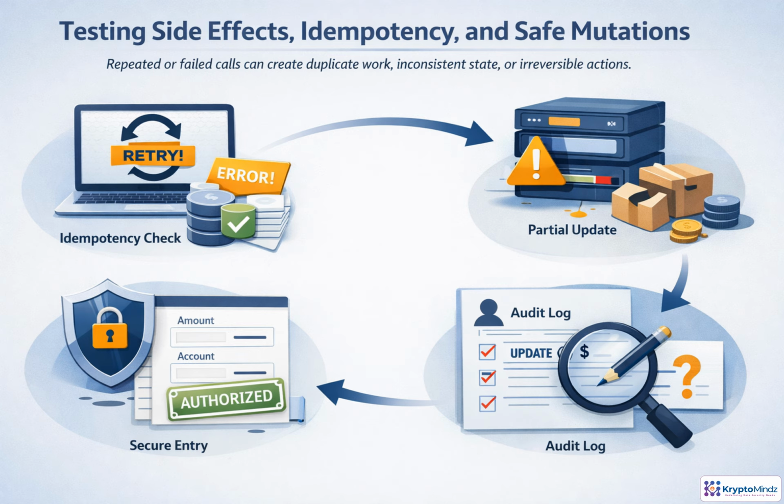Also verify that invalid arguments and unauthorized callers are rejected before any side effect occurs. Finally, check that the audit trail records the actor, the change, and the reason, so recovery is explainable.